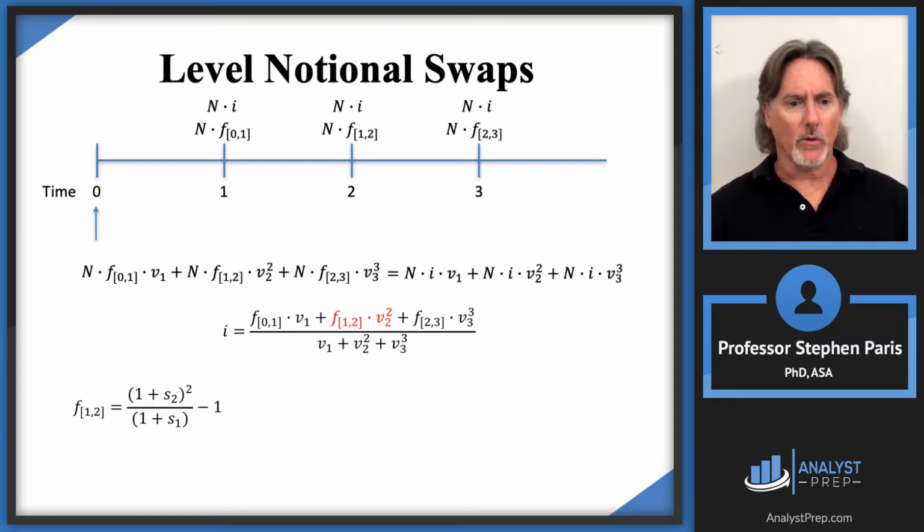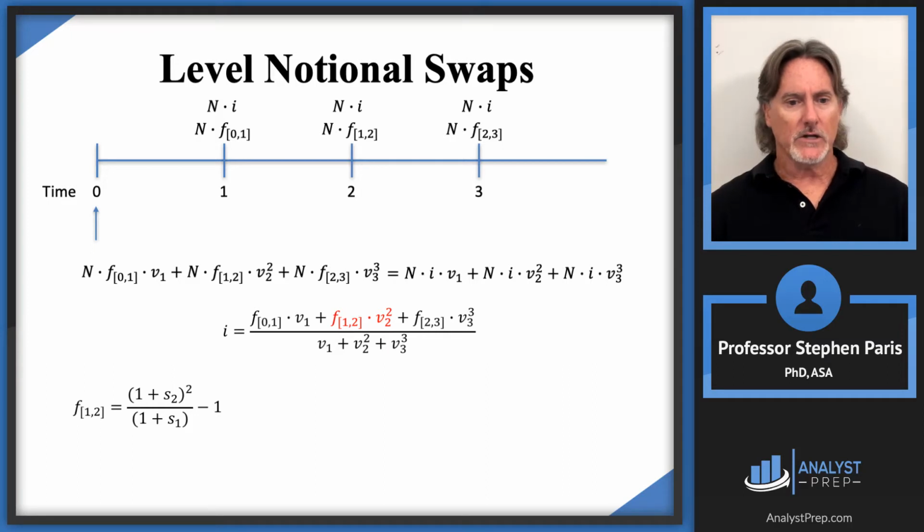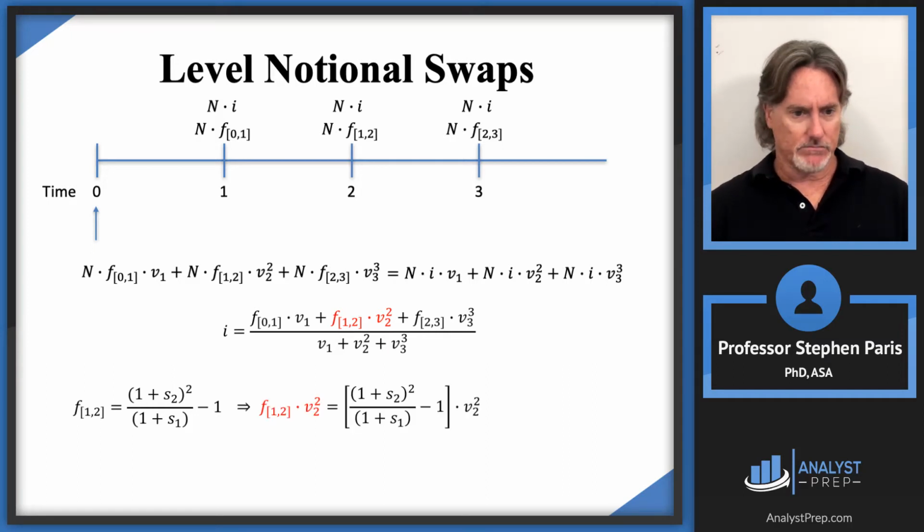So that's what the forward rate is. That's my formula for forward rate. But look at the middle expression. I'm going to take that forward rate and multiply it by the corresponding discount factor. This is a forward rate from time 1 to time 2, so it's a time 2 value. I discount it back to time 0 by multiplying by v sub 2 squared. So when I do that, all I did is multiply that expression times v sub 2 squared.